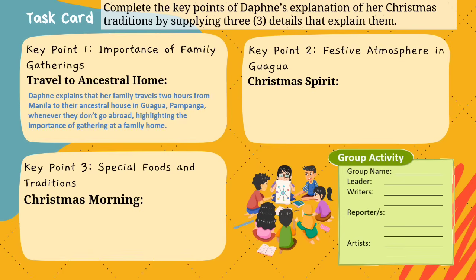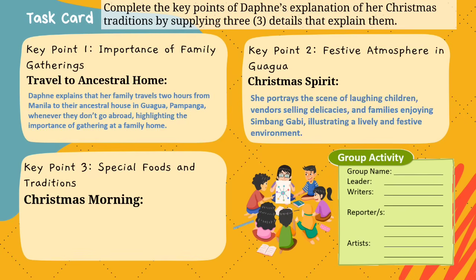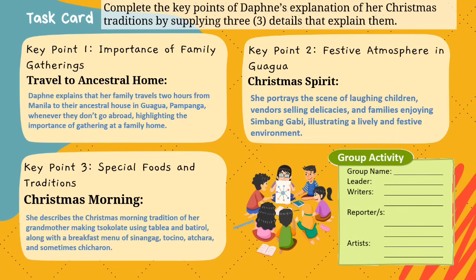Then, for key point 2, festive atmosphere in Guagua, Christmas spirit, she portrays the scene of laughing children, vendors selling delicacies, and families enjoying simbang gabi, illustrating a lively and festive environment. For key point 3, special foods and traditions in Christmas morning. She describes the Christmas morning tradition of her grandmother making chocolate using tablilla and batirol, along with a breakfast menu of sinangag, tocino, achara, and sometimes chicharon.